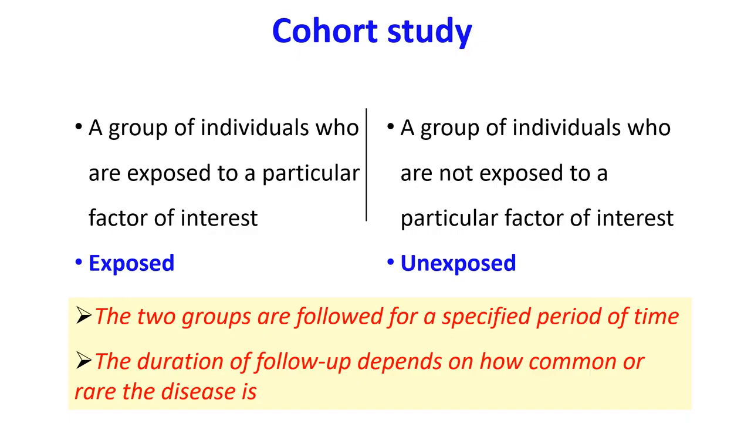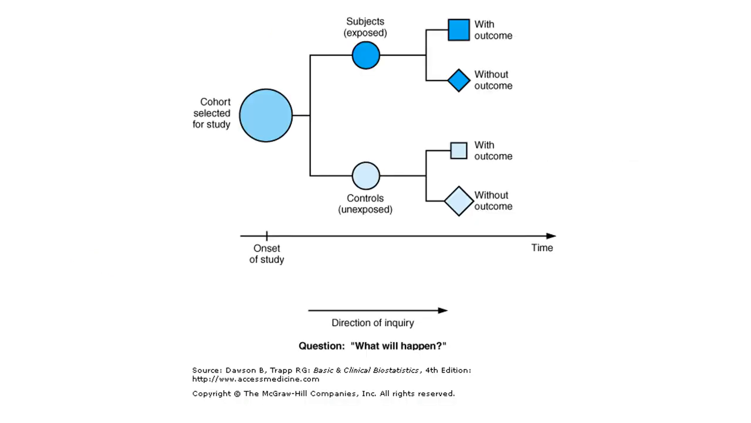So we follow them for a period of time, and how long you follow them depends on the nature of the disease and how common the disease is. This is a nice graphical presentation of a cohort study design. You can see that we first identify a group of people, a cohort, and at that time point, none of them have the outcome of interest. And then we divide them as exposed and unexposed.